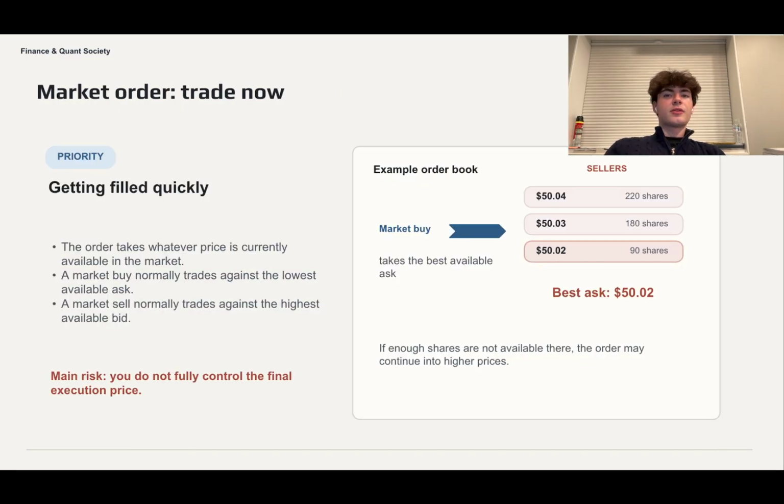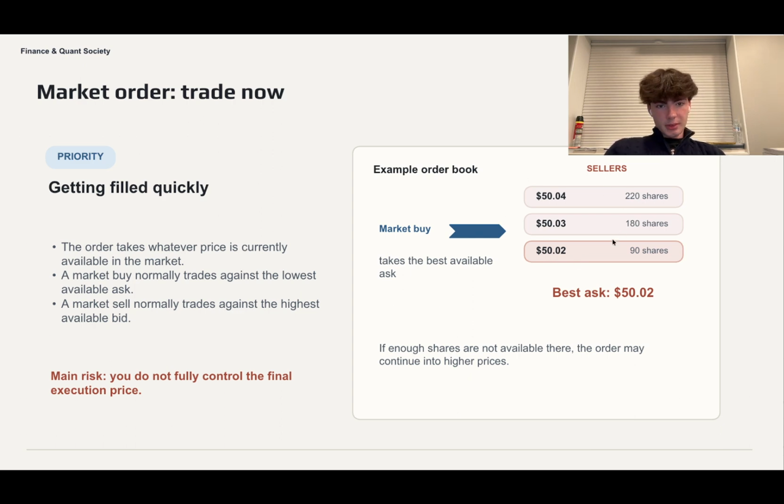Next slide. So let's talk about different market orders now. A market order tells your broker to buy or sell immediately at the best current price available. So imagine you want to buy a stock and the lowest seller is asking for $50.02. A market buyer is going to start taking those shares at $50.02. Even if the stock price is like $50. We're going to start taking that.